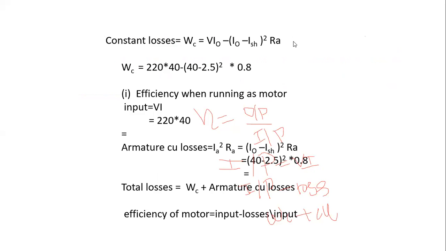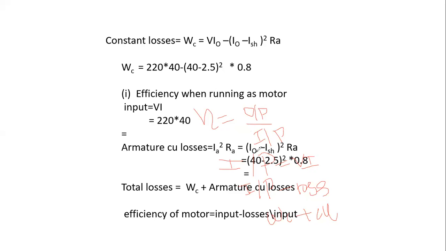First we calculate the constant losses. The formula for constant losses is WC equal to V into I naught minus IA square RA. Then we calculate the armature copper losses, that is IA square RA. For a shunt motor, the armature current is IL minus ISH.